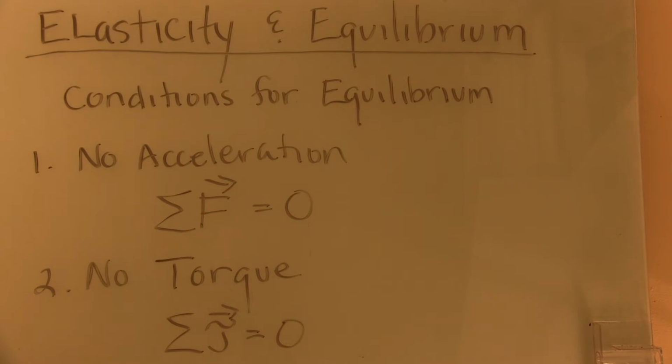The second one is no torque, and that means the sum of all the torques acting on the body must equal 0 as well. Rigid bodies at rest are said to be in static equilibrium.